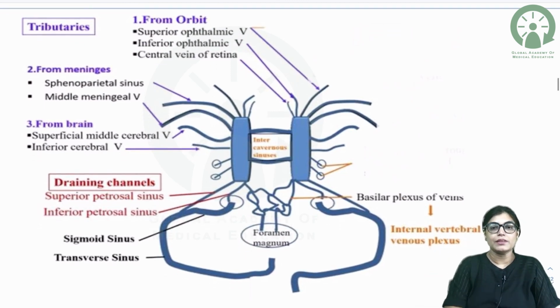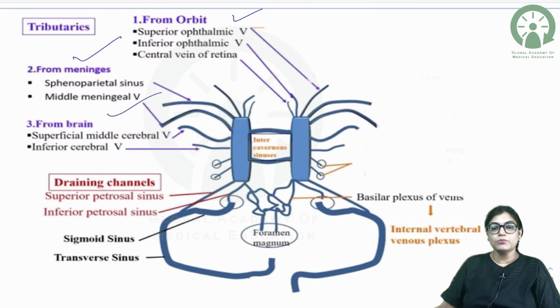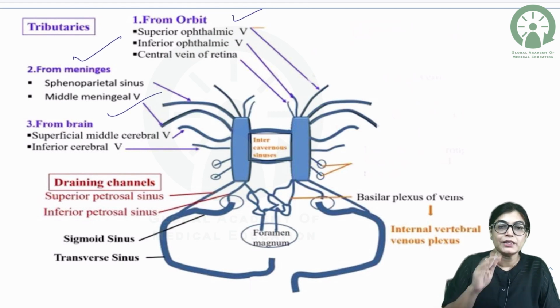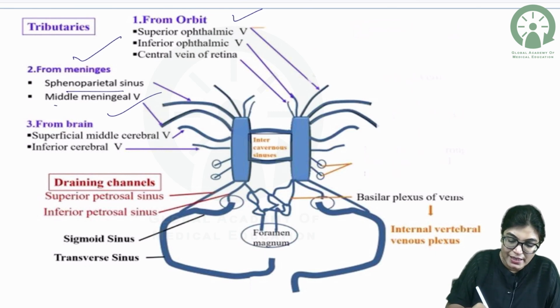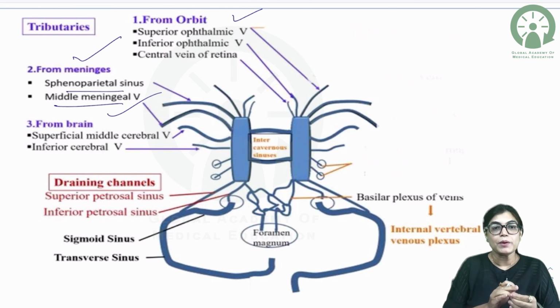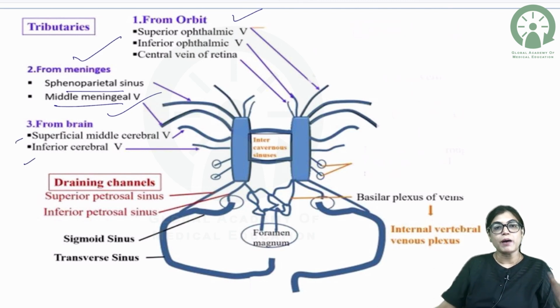Direct tributaries of the cavernous sinus are from 3 sources: orbit, meninges, and brain. From the orbit, the tributaries are the superior ophthalmic vein, central vein of the retina, and inferior ophthalmic vein. From the meninges, we have 2 tributaries, the sphenoparietal sinus and the middle meningeal vein. From the brain, we have the superficial middle cerebral and inferior cerebral veins. I want everybody to please learn by heart the names of these tributaries from 3 sources.